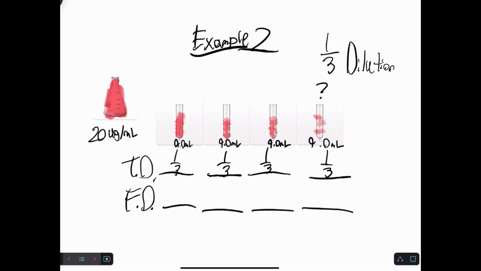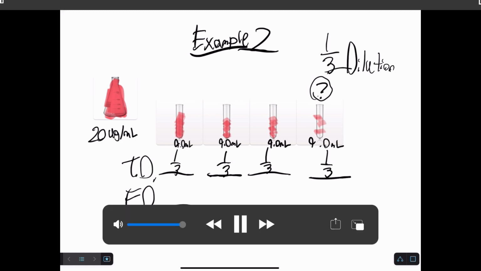Now it's going to be a you-try to prove that you have mastered serial dilutions. So we have our initial concentration. We're doing a 3-fold dilution, and the initial concentration of our beaker is 20 micrograms per milliliter. And we need to find the concentration of our 4th beaker. I gave you the total dilution factors. I'm going to let you try this. Please pause the video here.